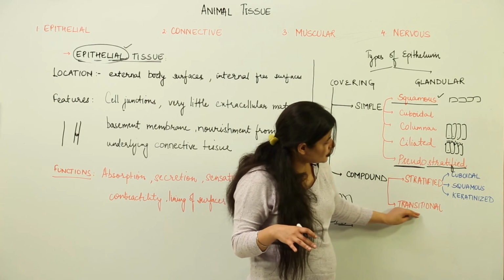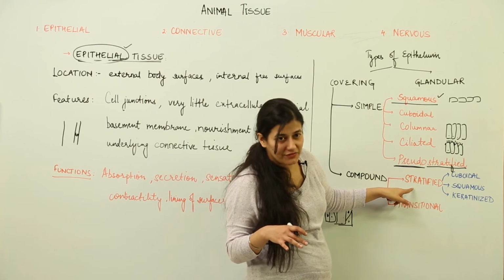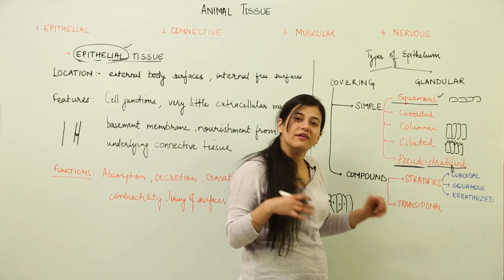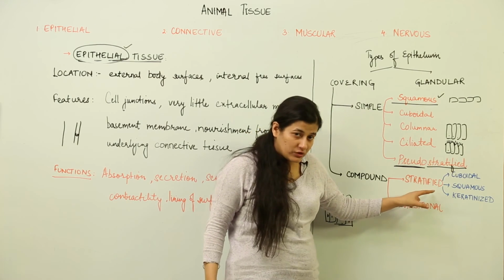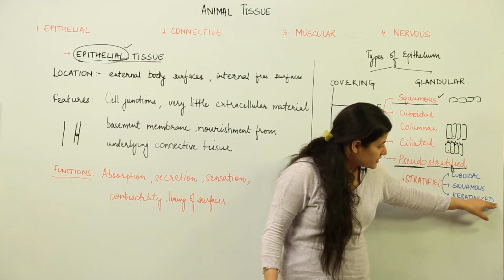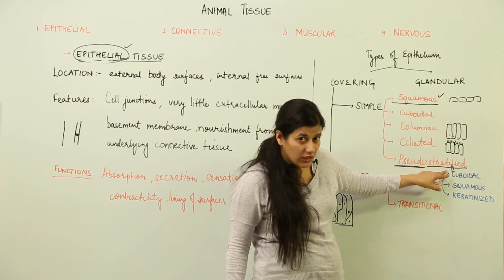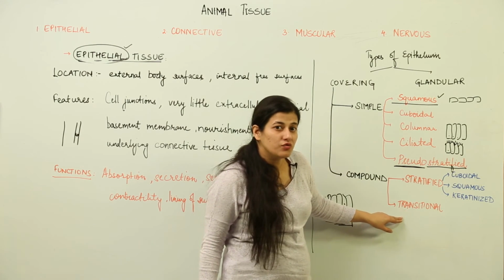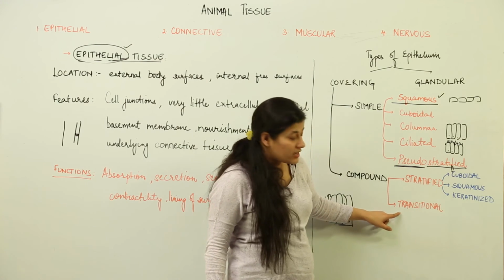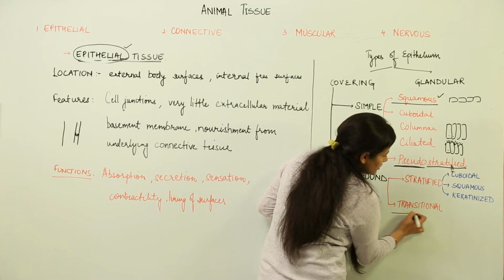And then there is transitional epithelium. Transitional epithelium is not as thick as stratified, but again it is compound, so it has layers inside it. So we have stratified, which is present at those places where mechanical abrasion and strong contractions would be present, and transitional where contraction and relaxation would be quite rapid. In case of the urinary bladder and the uterus, there would be transitional epithelium.